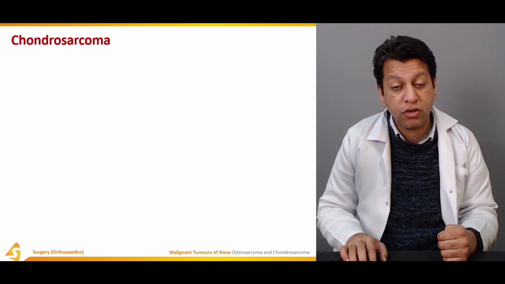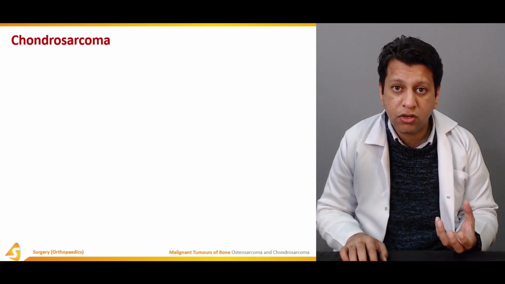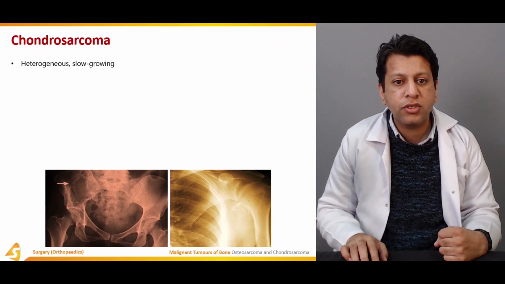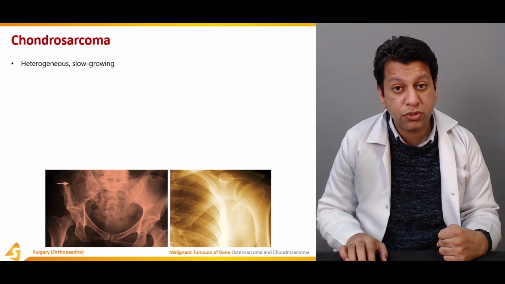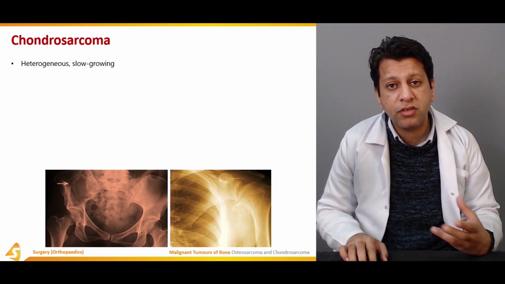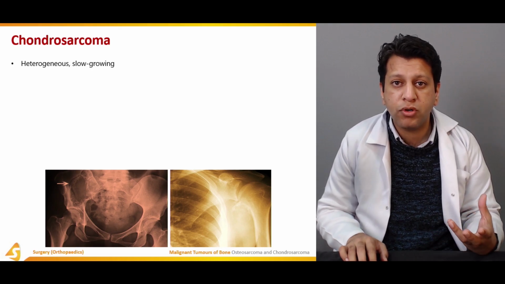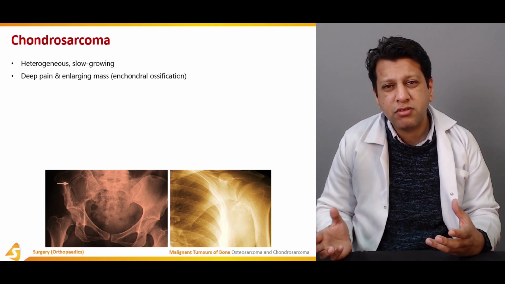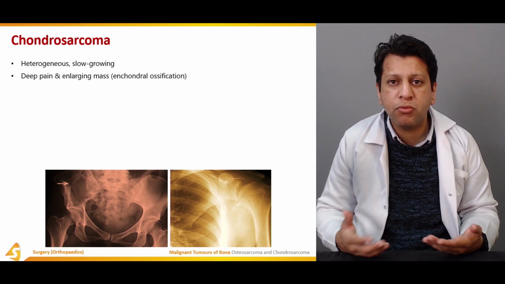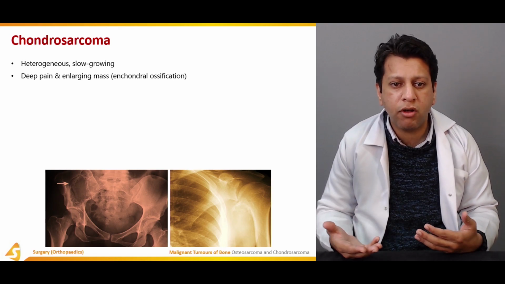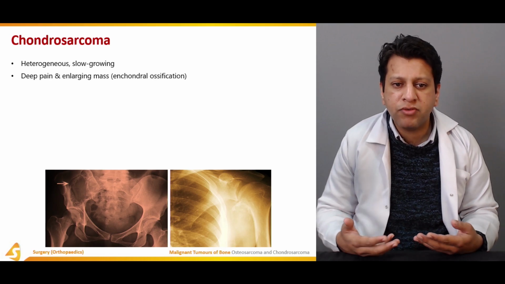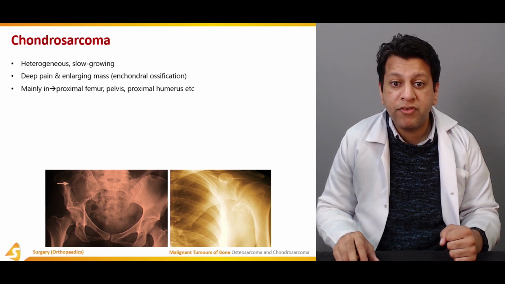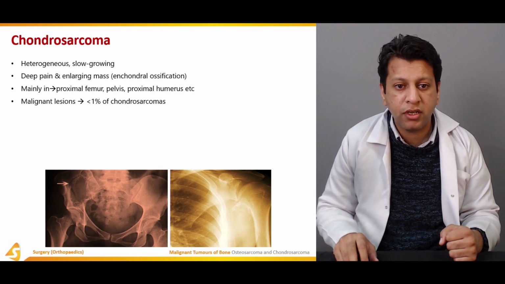Now, coming to the chondrosarcoma, as the word suggests, it's a malignant tumor of chondroid variety. It's heterogeneous and slow growing, and usually presents in the 40s and 50s, and is the second most common primary malignant bone tumor. Usually it involves membranous bones, such as flat bones like the pelvis, sternum, and scapula. Therefore, it usually presents with deep pain and an enlarging mass, mainly in the proximal femur, pelvis, and proximal humerus area.